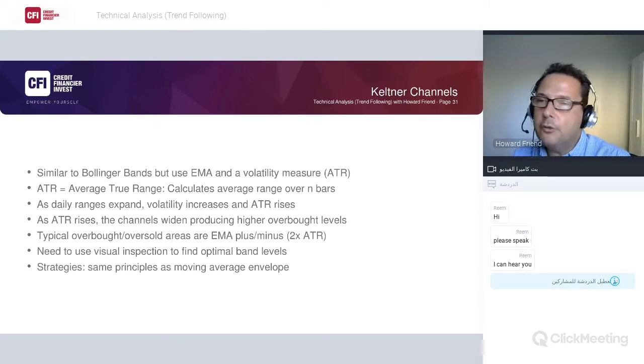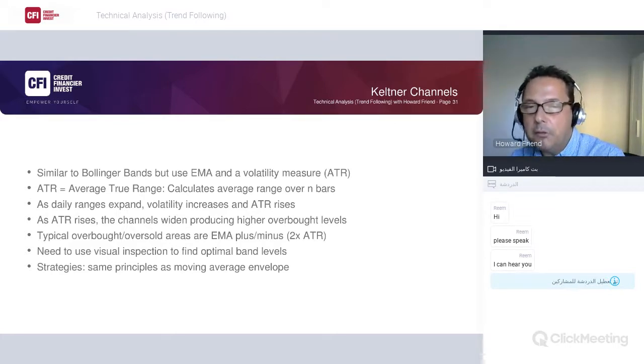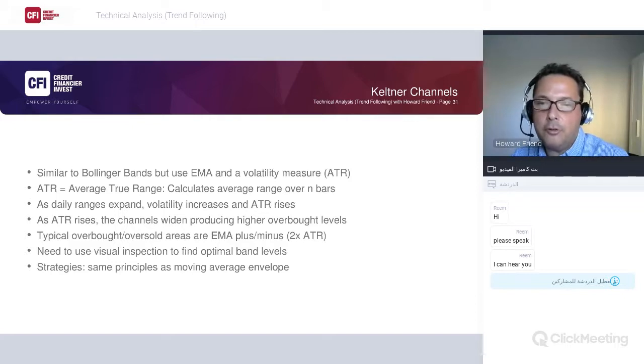So average true range is basically, if it's a daily chart, it looks at the average daily range over the last n bars. So the 20-day average range would be just looking at the daily range over the last 20 bars and calculating the average. So as the daily ranges expand, volatility increases and the average true range rises. So as the ATR rises, the channels, a bit like the Bollinger Bands, widen, producing further away overbought and oversold levels.